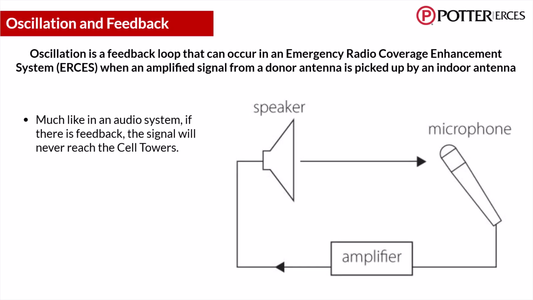A major consideration in properly installing an ERCES is feedback, also known as oscillation. If indoor and donor antennas are installed too close together, they could create feedback, just like in an audio system. This feedback, if not resolved, could raise the noise floor at the donor site, causing the entire radio system to shut down, eliminating communications between all first responders. Take the necessary precautions and ensure antenna isolation before leaving the ERCES active for a prolonged period of time.